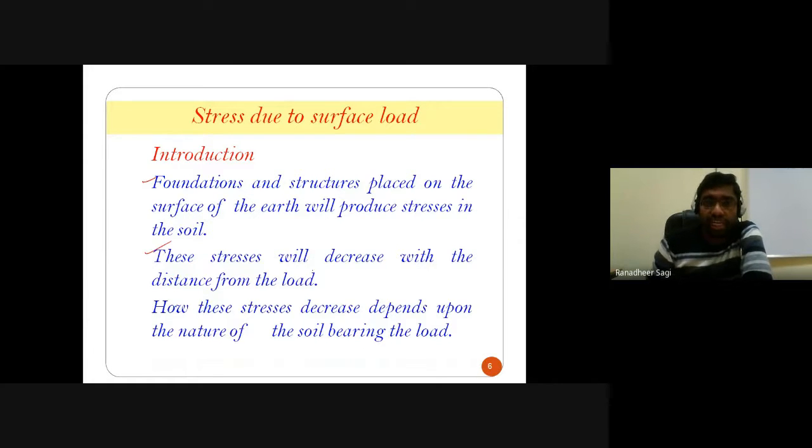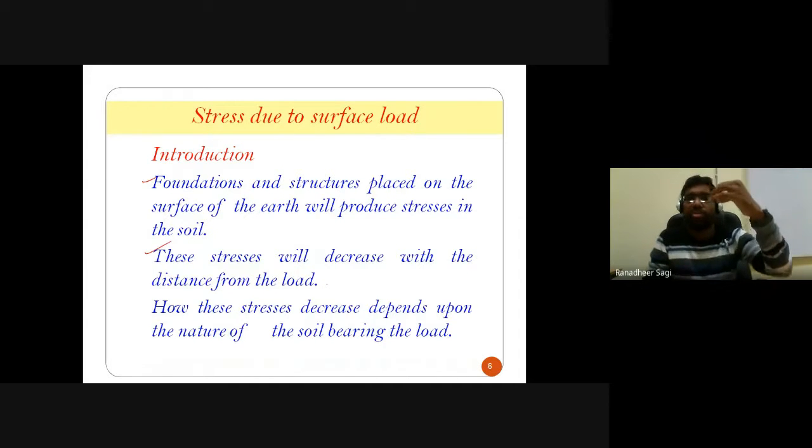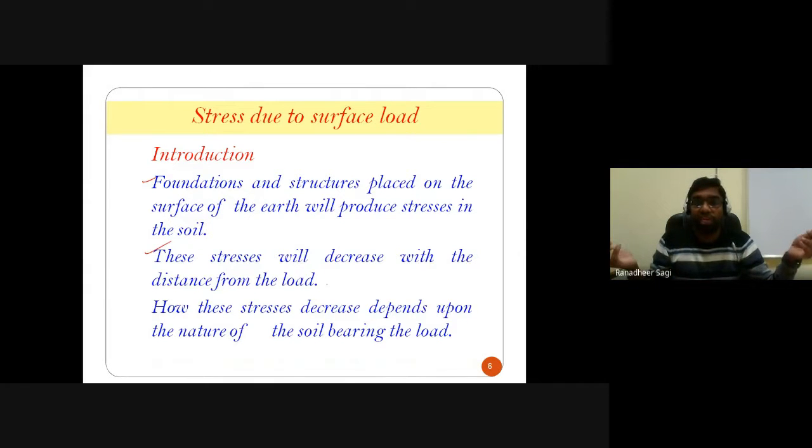These stresses will decrease with the distance from the load. So we'll try to understand what this statement means. Depending on the position where the load is applied and where we are trying to calculate the amount of stress developed in the soil due to that applied load, as we move away from the position of that loading, the amount of stress developed in the soil is going to decrease. And if we are nearer to the region where the load is applied, then obviously the stress developed in the soil is going to be relatively high.